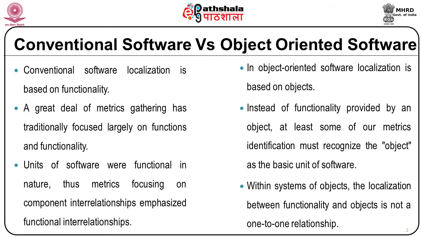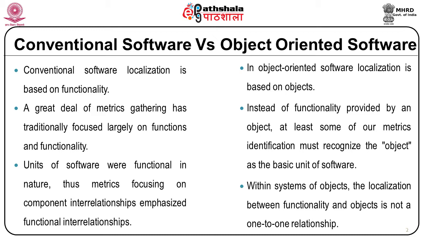Conventional software versus object oriented software. Conventional software localization is based on functionality. A great deal of metrics gathering has traditionally focused largely on functions and functionality. Units of software were functional in nature, thus metrics focusing on component interrelationships emphasized functional interrelationships.